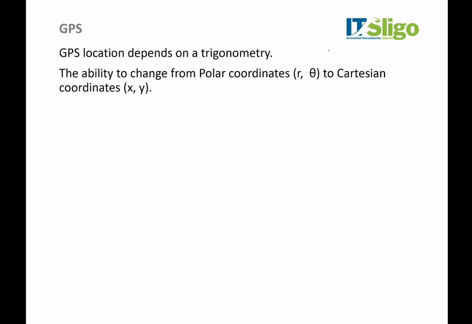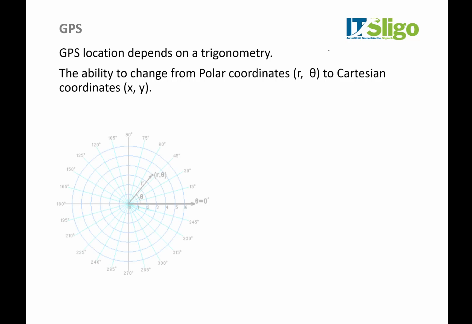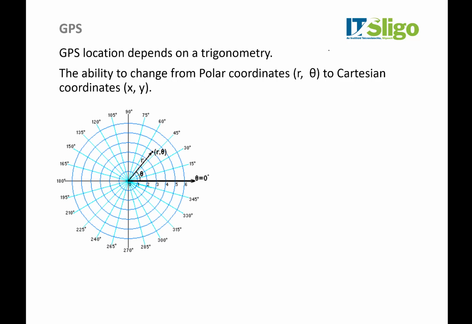GPS, so how your phone works, is with trigonometry. So your phone figures out where you are, your distance from a base station. This is the base station, this is where you are. So it knows you're a certain distance and a certain angle away, and it can turn that then from, this is called polar coordinates, which we haven't really looked at. It's a big part of trigonometry. It's how you find out where you are at any point.